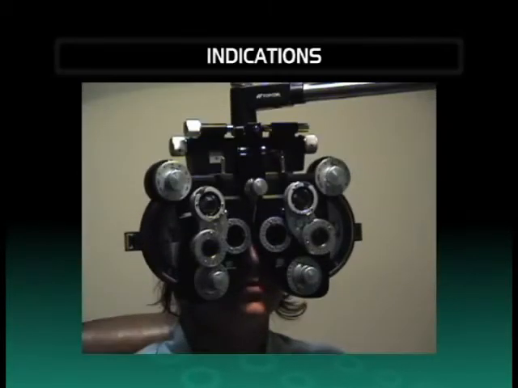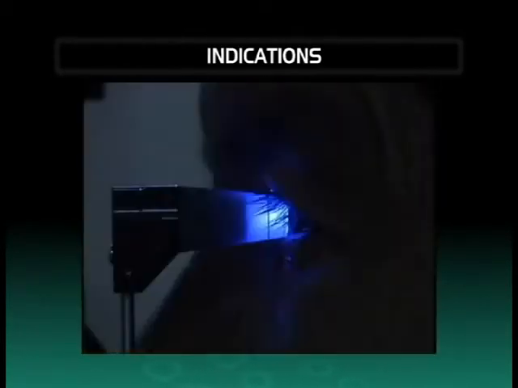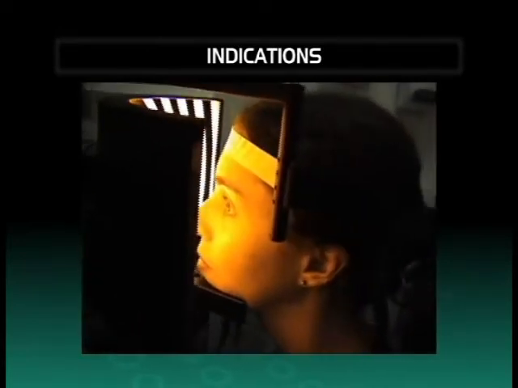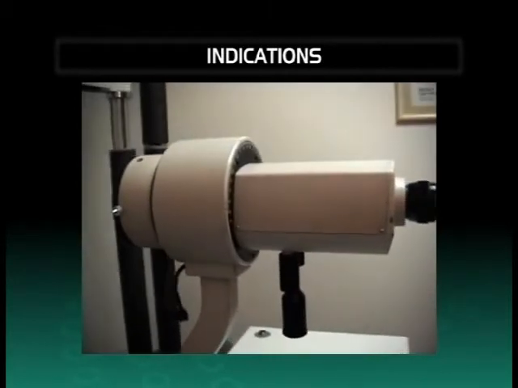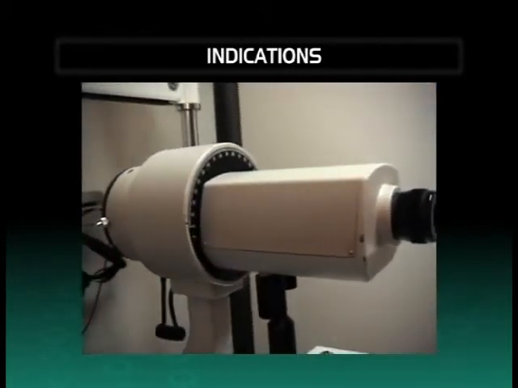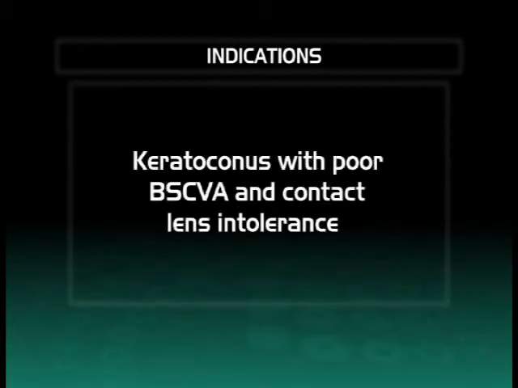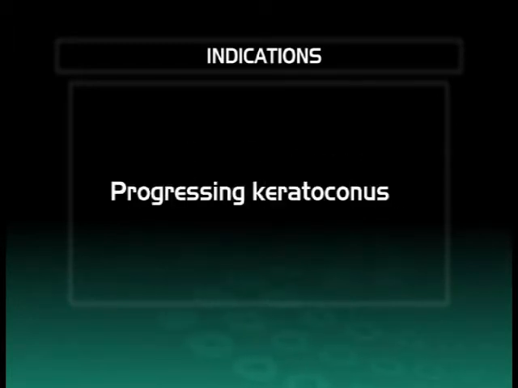Indications. Correct indication for Keraring implantation requires complete ophthalmological examination, in addition to corneal topography, pachymetry, and subjective manifest refraction. In general, Keraring implantation may be considered in the following cases. Patients with keratoconus with poor spectacle-corrected visual acuity and intolerance to contact lenses. Patients with progressing keratoconus observed through sequential corneal topographies.